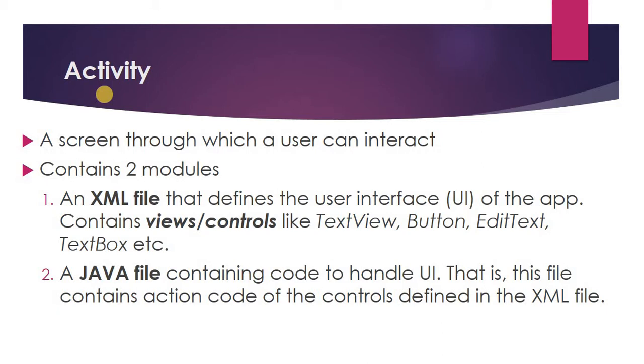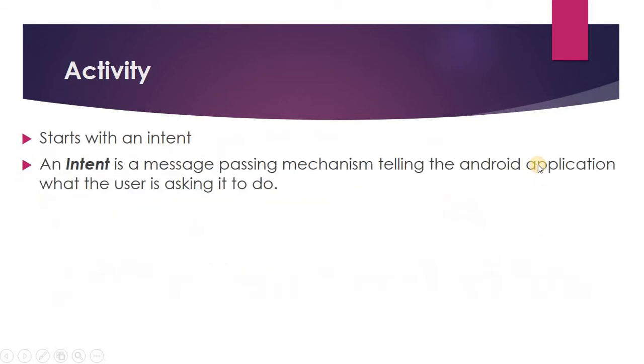And the second one is a Java file, which contains some action code to handle the user interface controls. Whatever interface controls we have defined in an XML file, for those controls we write action code in the Java file. That means this file contains the action code of the controls defined in the XML file. Okay, we have already seen.